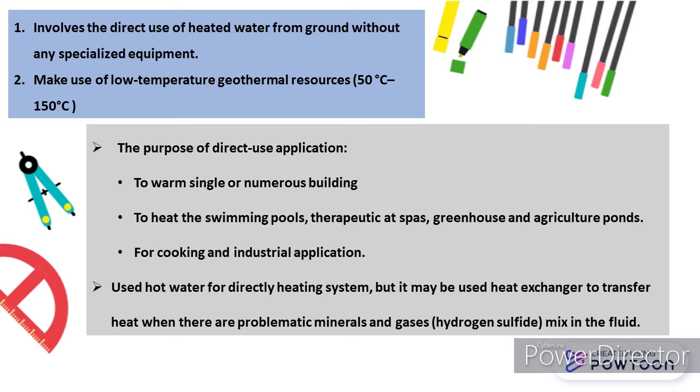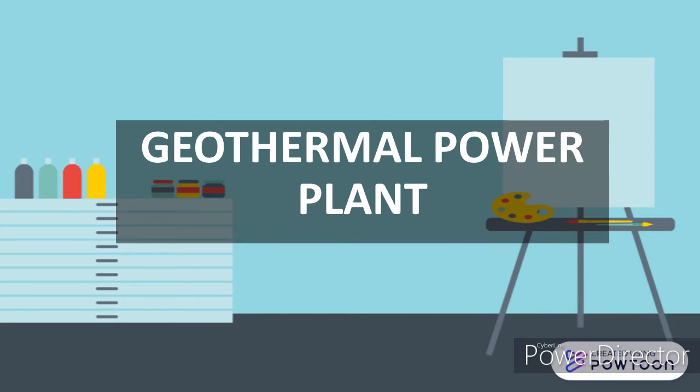It also can heat swimming pools, therapeutic spas, greenhouses, and agriculture ponds as well as for cooking in industrial applications. For many of those applications and activities, hot water is often used directly in the heating system, but it may use a heat exchanger to transfer heat when there are problematic minerals and gases such as hydrogen sulfide mixed in the fluid. The properties of geothermal power plants are included.